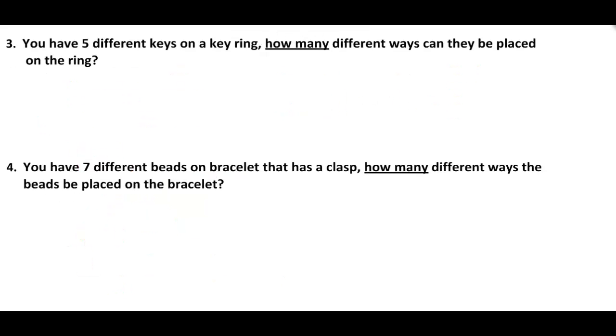In our third example, it says you have 5 different keys on a key ring. How many different ways can they be placed on the ring? Okay, so I have 5 keys. I have this little key ring. I'm going to have all these different keys on here. Again, you don't have to draw pictures for it, but I'm just going to do this for now, and forgive my ugly looking keys. But those are 5 keys on a key ring. So again, there's no restriction. It didn't tell me that certain ones had to be next to each other. None of them are fixed in a certain place. So this is a true circular problem.